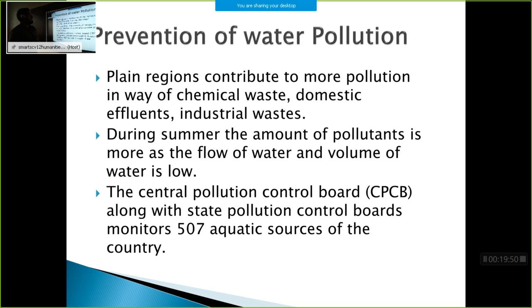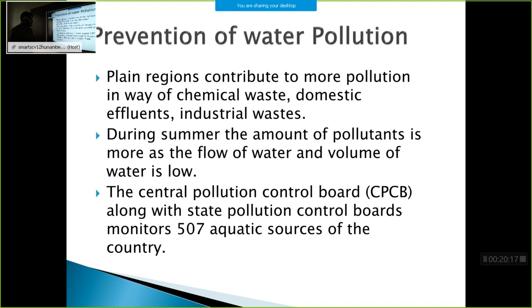So let's see prevention of water pollution. Plain regions contribute to more pollution by way of chemical waste, domestic effluents and industrial wastes. During summer the amount of pollutant is more as the flow and volume of water is low. You know why? Because during summer the flow of water will be low, because there will be scarcity in water, because there is no rainfall.